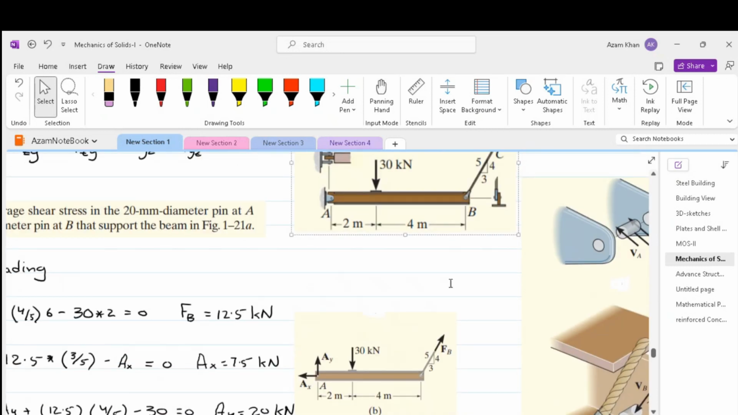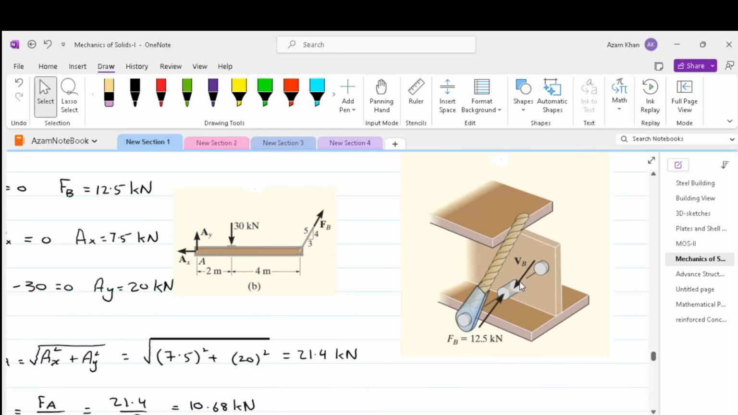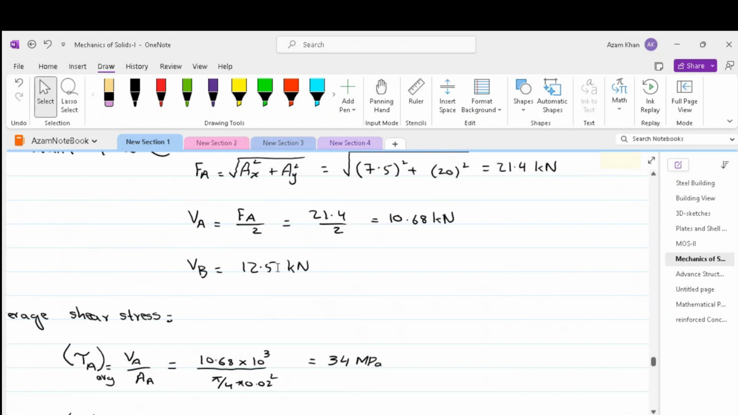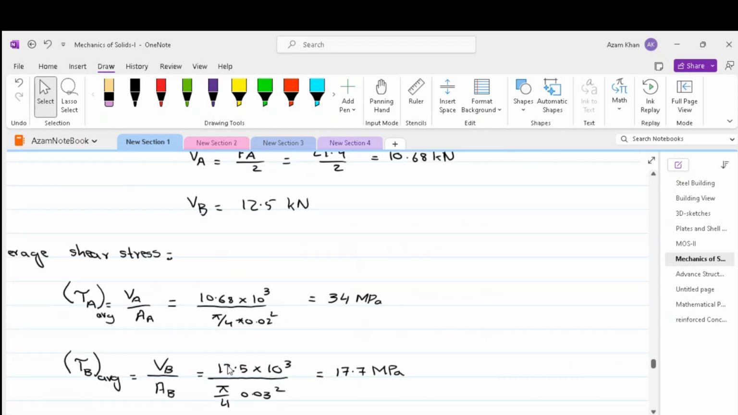VB, on the other hand, has this type of arrangement. We have the web of this beam which is pinned to a cable. We have only one cross section this time taking the shear. So the 12.5 kilonewton load will be taken by one cross section, as shown. VB is 12.5 kilonewton. After that, we can find the area of cross section of the pin at A and the area of cross section of the pin at B.